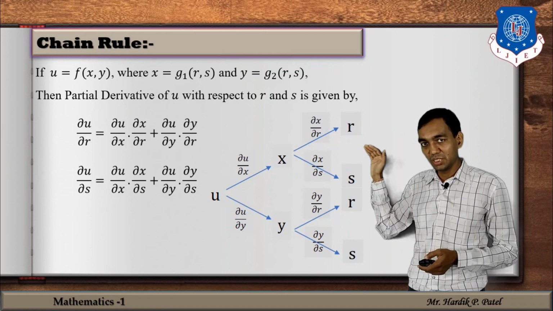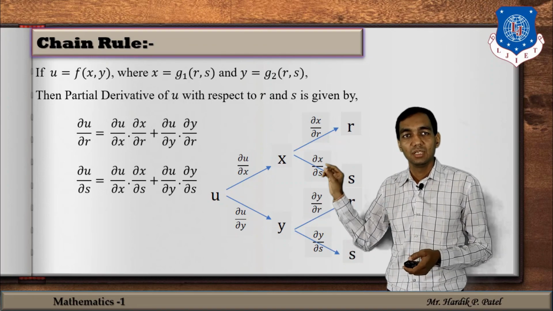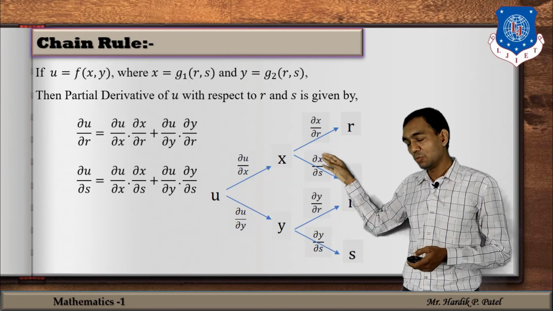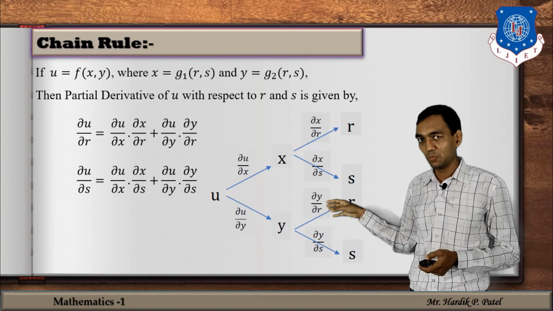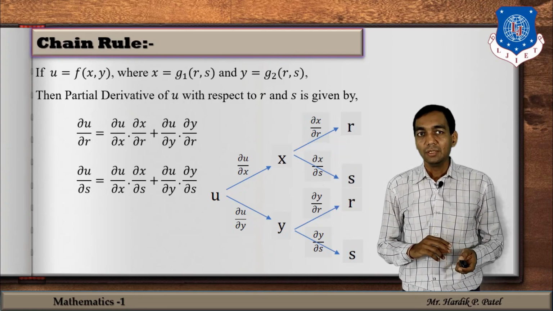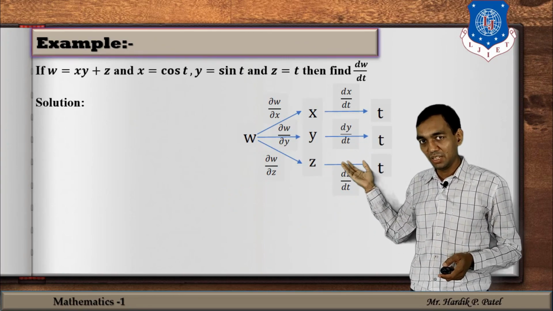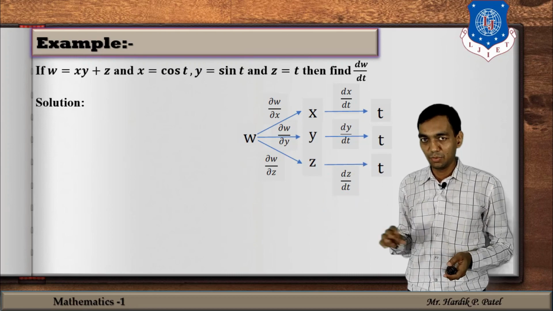In the same manner, if you are differentiating with respect to s, then again there are two paths. First one is del u by del s equals del u by del x into del x by del s plus del u by del y into del y by del s. Okay, in the same manner you can apply it for 3 variables or 2 variables or any number of variables.